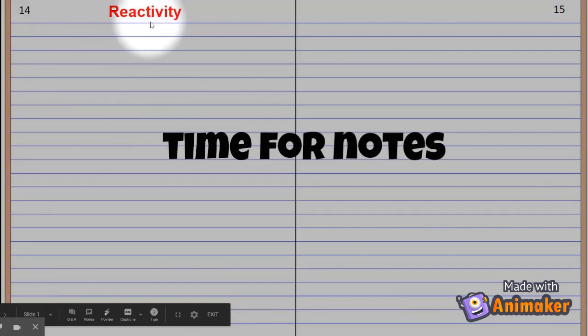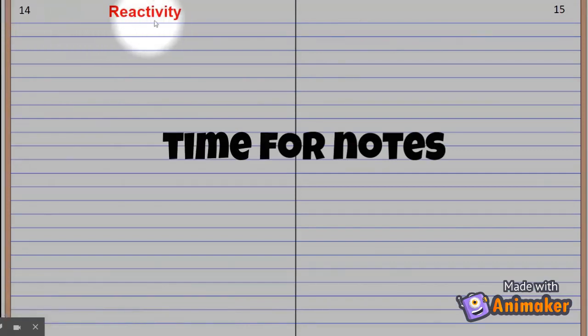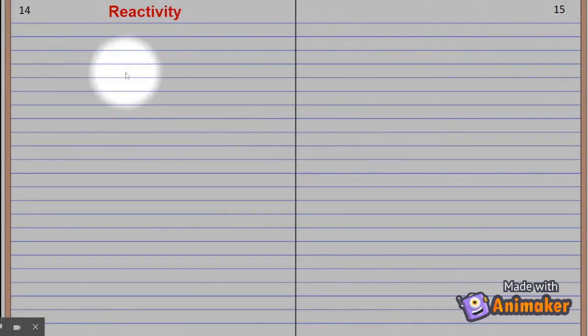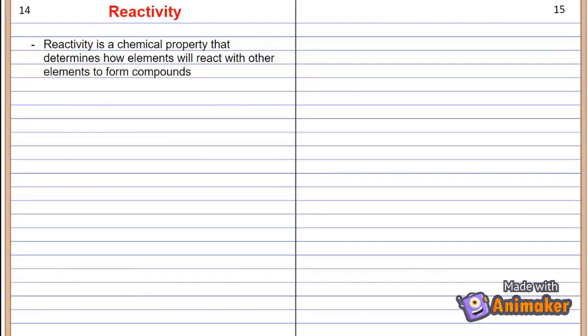Go ahead and title your next 2 pages Reactivity. If you're in a regulars class, your next page numbers are going to be 14 and 15. If you're in a pre-AP class, your next 2 pages are going to be 12 and 13. Reactivity is a chemical property that determines how elements will react with other elements to form compounds. We can see how reactive an element is by looking at the element's group number.